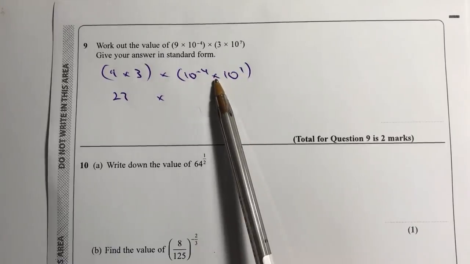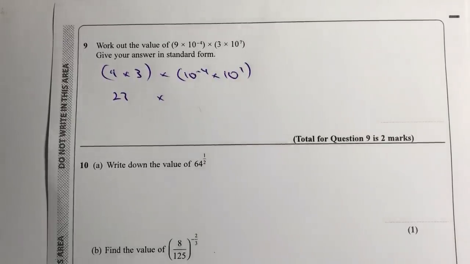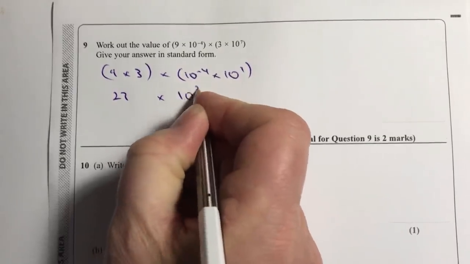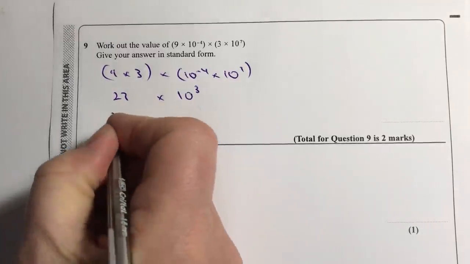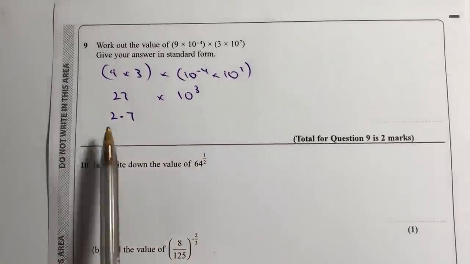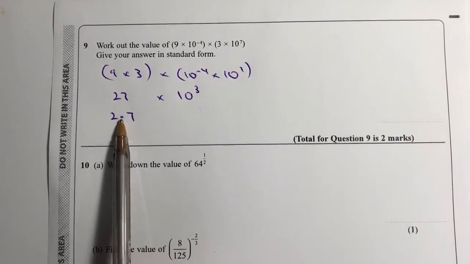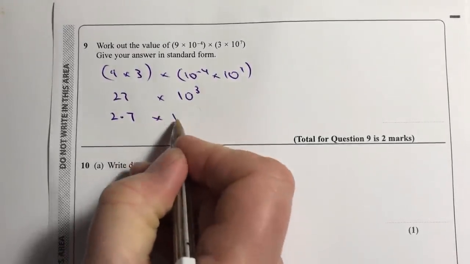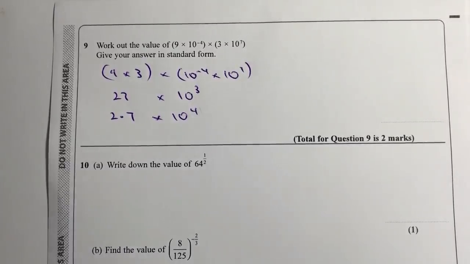Well, if you're multiplying indices, you add the two together, so that's going to be 10 to the power of 3. Now you'll notice that this is actually a 2-mark question. The reason being is that this will give you 1 mark, however it's not strictly speaking in standard form. What you need to do is make sure that the first number is between 1 and 9. In this particular case it's 2, and then comes the decimal point, and then the actual number of places that you've moved the decimal point would be 10 to the power of 4, and that would be the answer to this particular question.